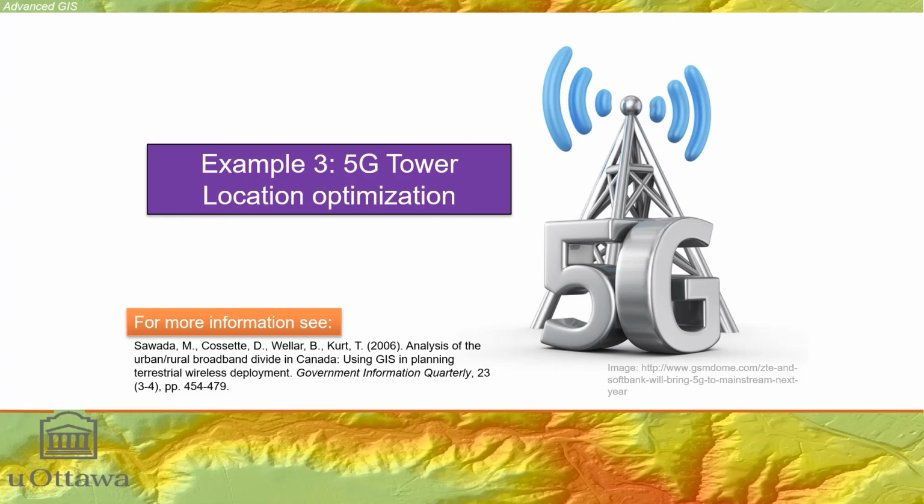Let's look at how we can utilize a GIS model to find the optimal locations in which to place a 5G telecommunications tower. 5G, of course, meaning the 5th generation of cell phone technology. For more information, you can have a look at a paper that I did in 2006 that did this for 4G technology.